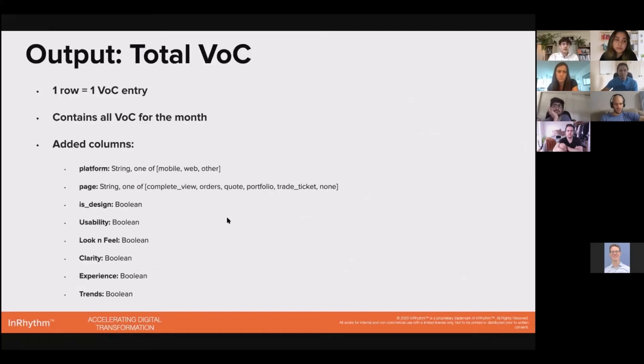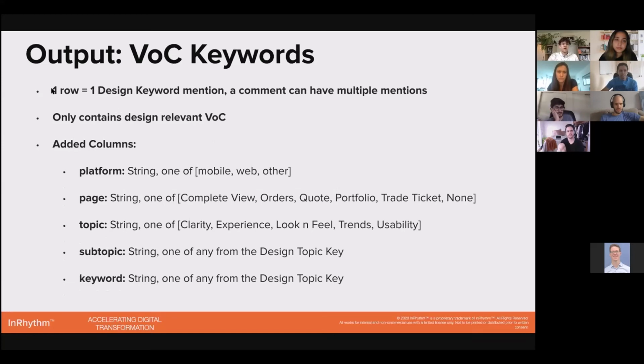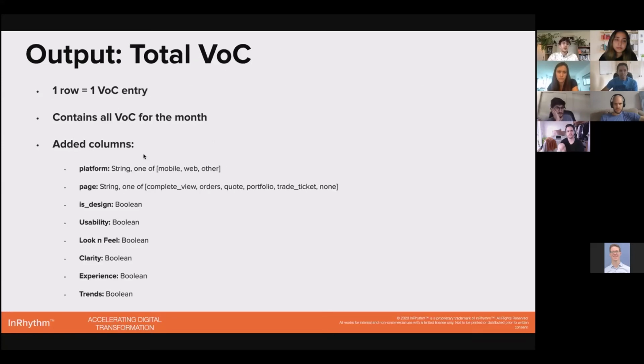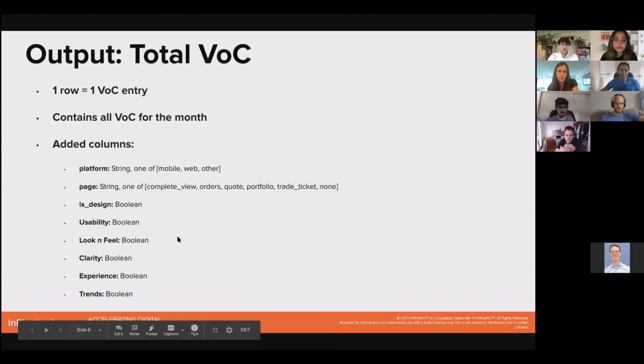All right, and then our first output table, total VoC, or total voice of consumer, and this is important. 1 row is equal to 1 VoC entry here. And it contains all the VoC for the month, including design and non-design. And then I added in these columns here to facilitate reporting on it. And these are just these 2 platform page string columns and a bunch of Booleans indicating whether or not it falls within a certain topic. And then there's one that's just yes, no is design.